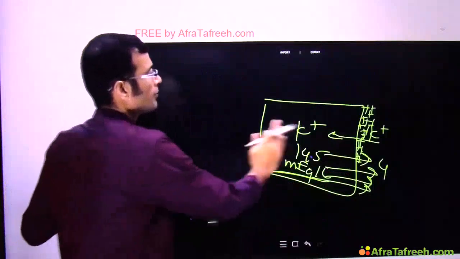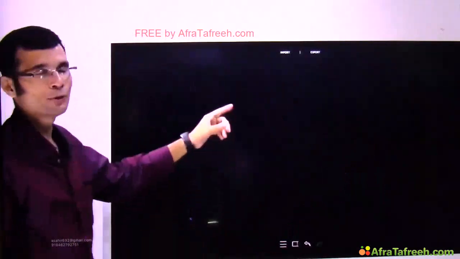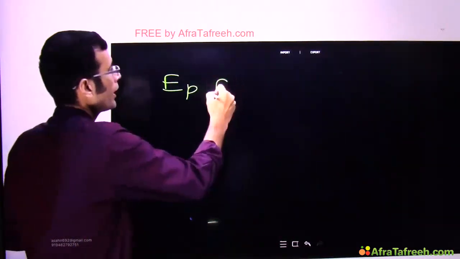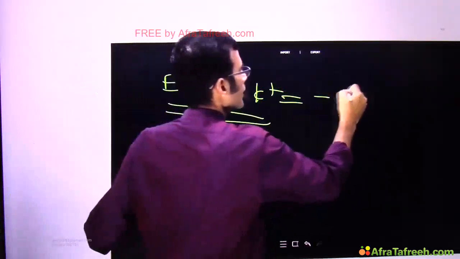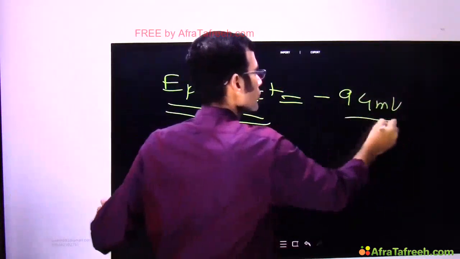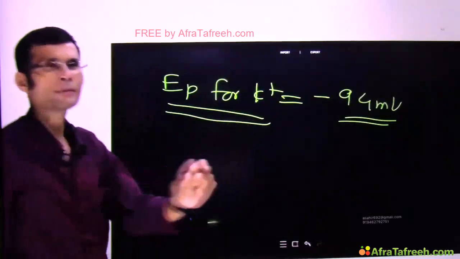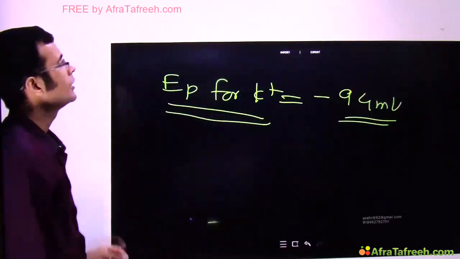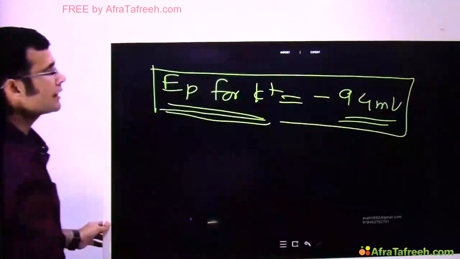So let's take the values for potassium, 145 on the inside and 4 on the outside. Putting these values into the Nernst equation, it comes out that equilibrium potential for potassium is minus 94 millivolts. There is some discrepancy in the values. It's between minus 94 and minus 96 millivolts. However, the equilibrium potential for potassium is minus 94 millivolts.